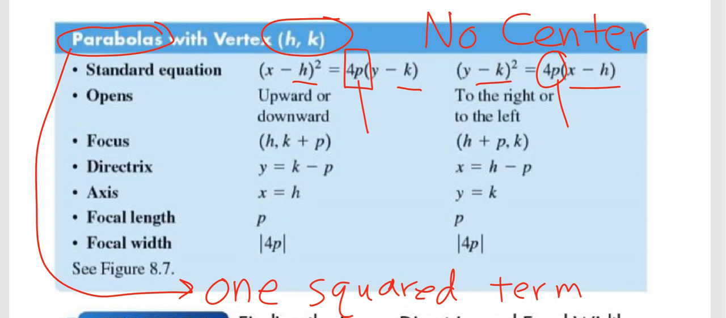So when we get quizzes or test questions where it says identify this particular conic and you can't do any algebra, you just have to look at it and go, hey, there's one squared term. That's a parabola. That's what you're going to do. I don't want you to look at one squared term and go, it's a circle. Okay, don't do that. All right, one squared term.